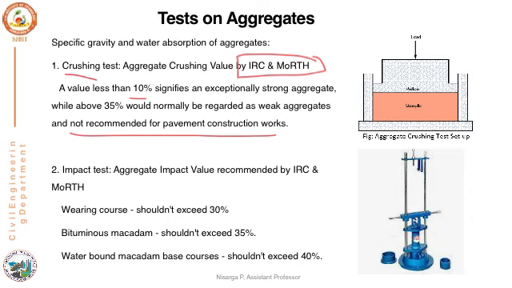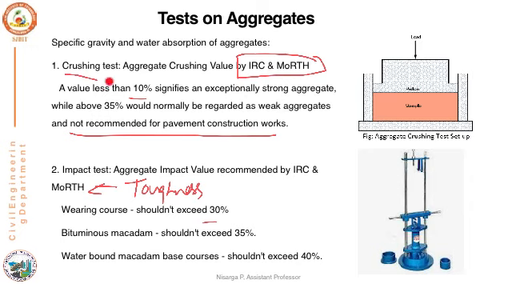Similarly, for the impact value, the impact test will determine the toughness of the aggregates. IRC recommends that aggregates with an impact value less than 30% can be used in the wearing courses, I mean to say in the top layers, whereas a value up to 35% can be utilized in the bituminous macadam layers, and aggregates with impact value up to 40% are recommended in the waterbound macadam or base course layers, and the aggregates with impact value exceeding 40% are not recommended.